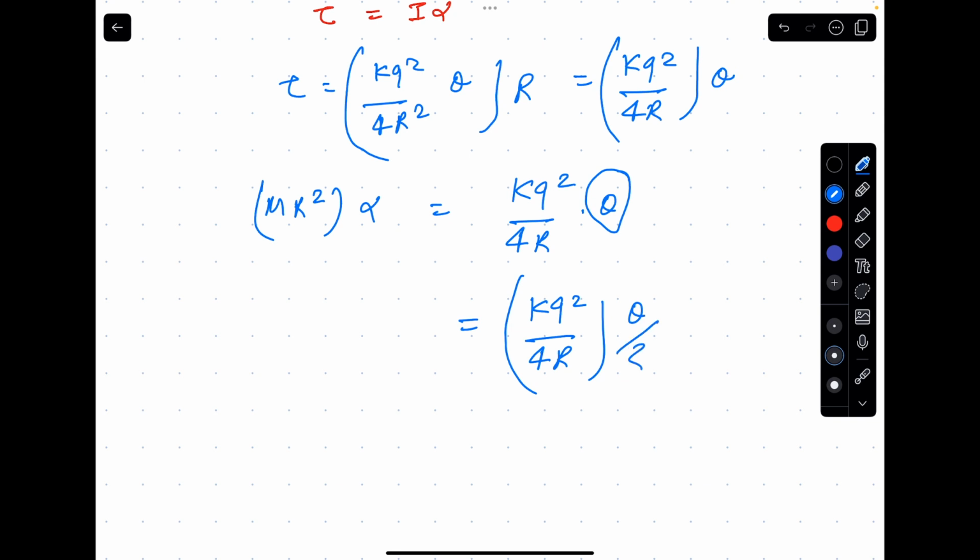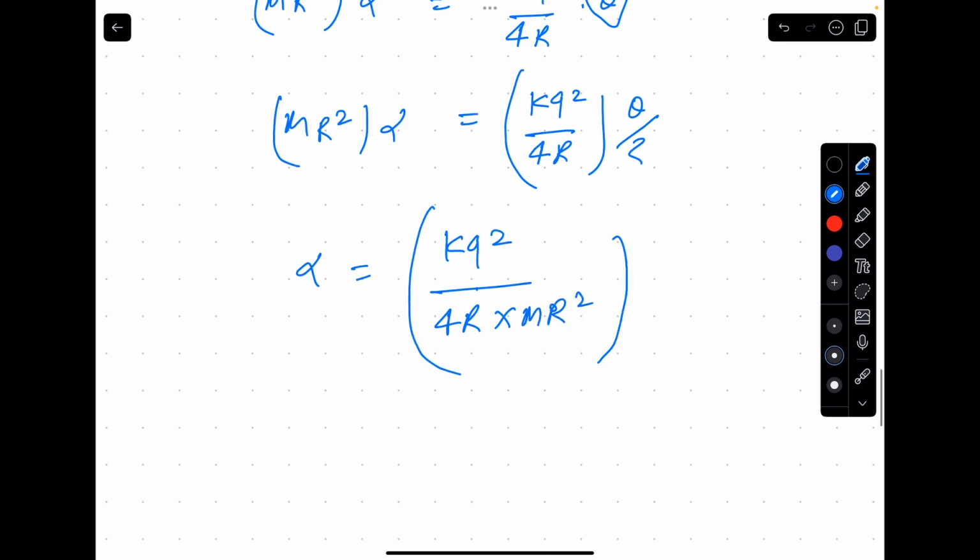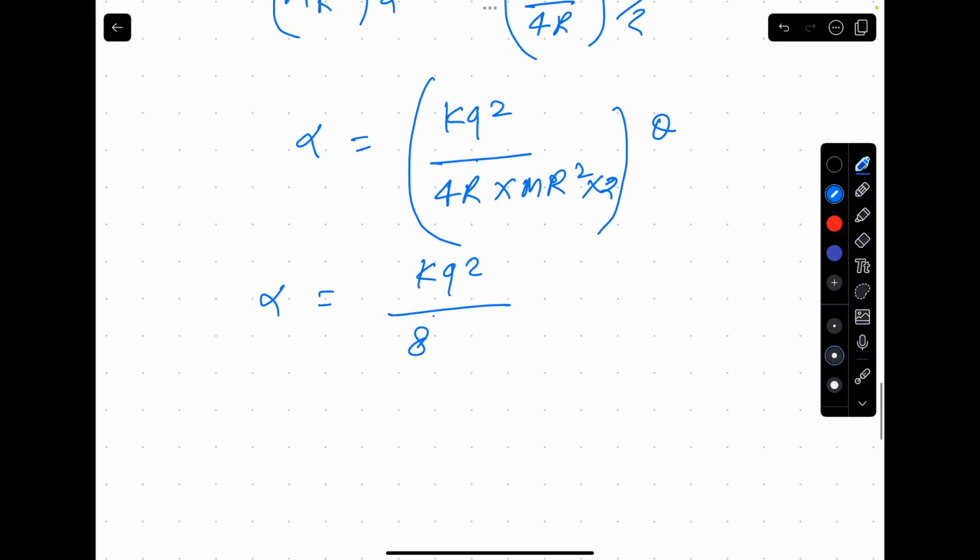Okay, and here I have mr square multiplied by alpha. So alpha becomes kq square divided by 4r multiplied by mr square multiplied by theta by 2. So alpha becomes kq square divided by 8mr cube multiplied by theta.